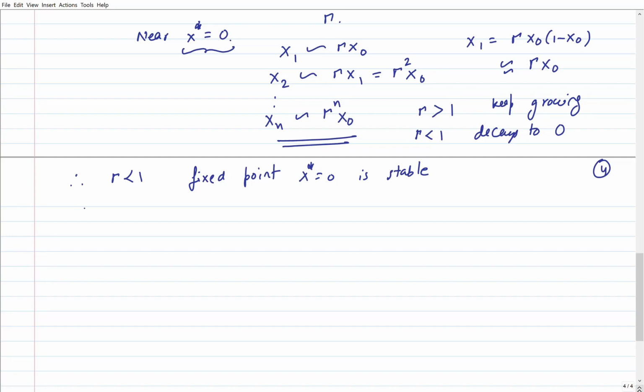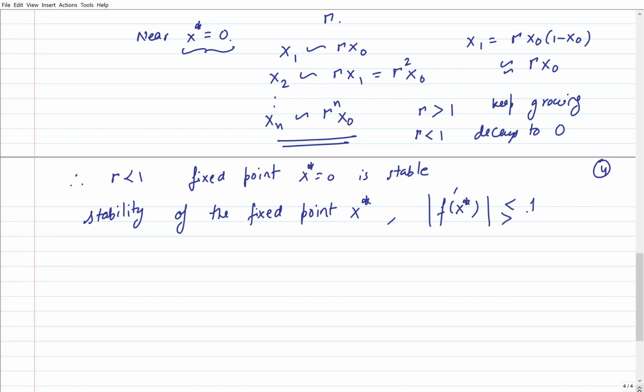So remember, the stability of the fixed point x star depended upon the slope, or the derivative, whether it's less than or greater than 1. At least that was our linear stability analysis.